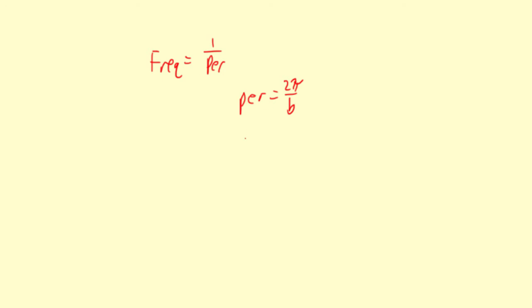So what does that mean? That means the frequency equals b over 2 pi. So basically, if you know the frequency of a sound, you can solve for that b value and then go ahead and write the function. Let's look at another case.